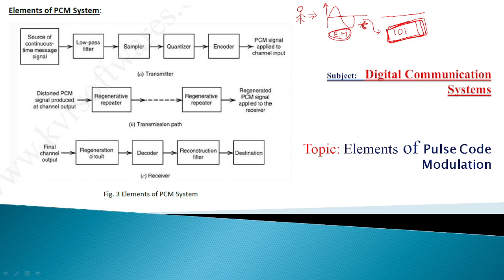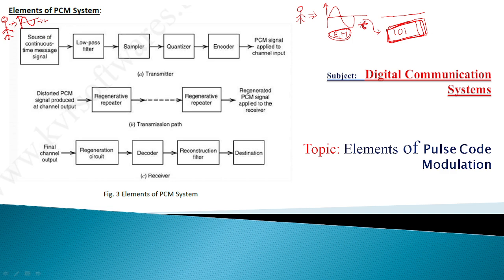So here you can see the procedure for PCM, that is, the elements in a PCM system. For example, I am taking the same image here; the transmitter is there and the receiver is there. Just assume this is the image I need to transmit using digital communication. First it is converted into an EM wave, an electromagnetic wave. You can observe this left side corner, this is the equivalent EM wave.